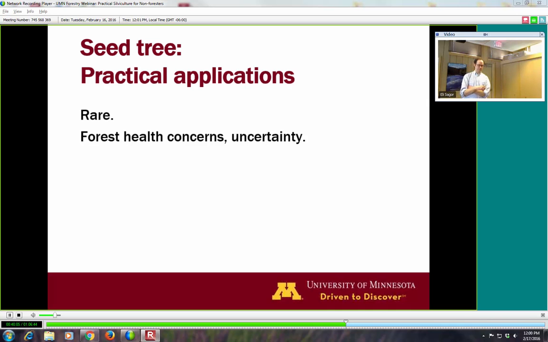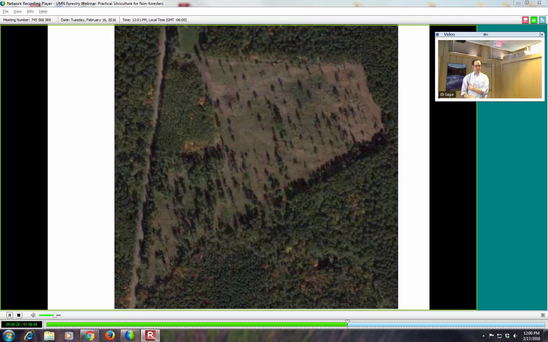And it's also just a little bit more complex and a little bit of an unknown quantity, I think, for a lot of foresters. But it's part of this toolbox and something that we do sometimes see. It's certainly something that forest managers should be aware of as an option.